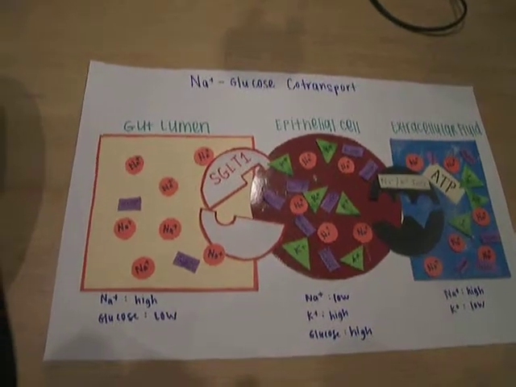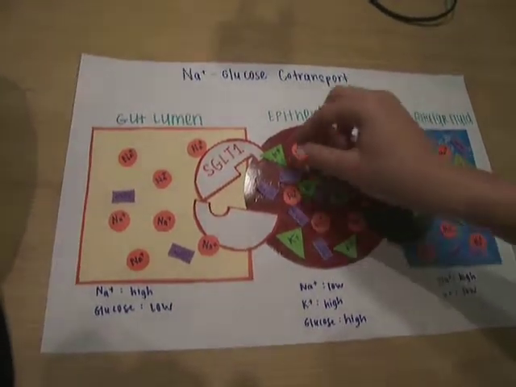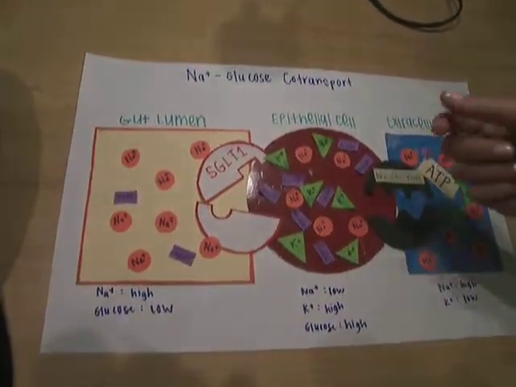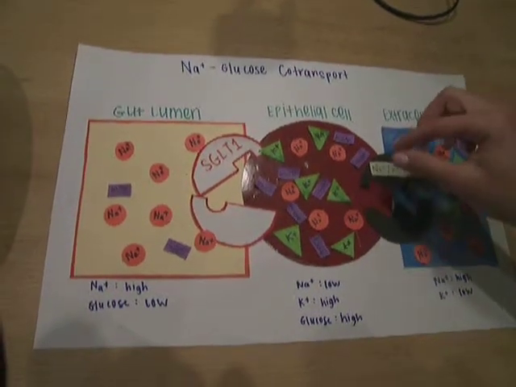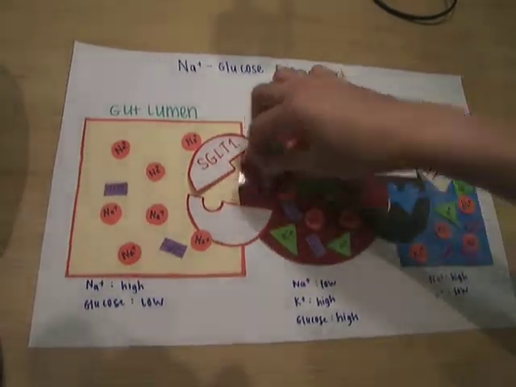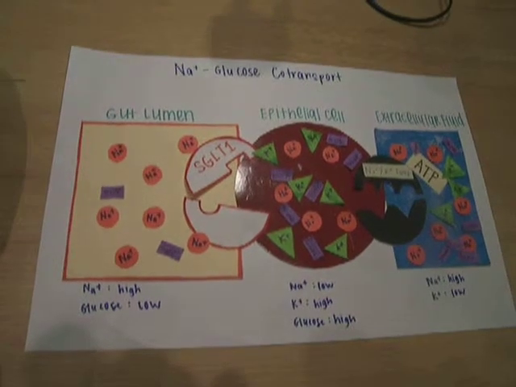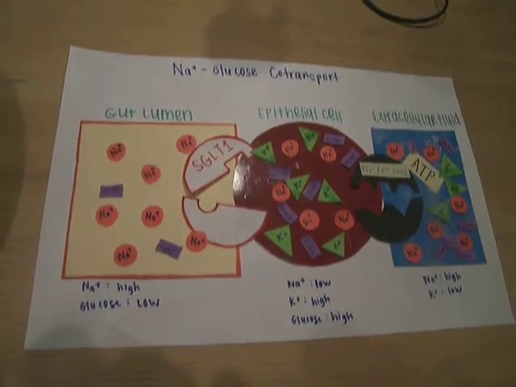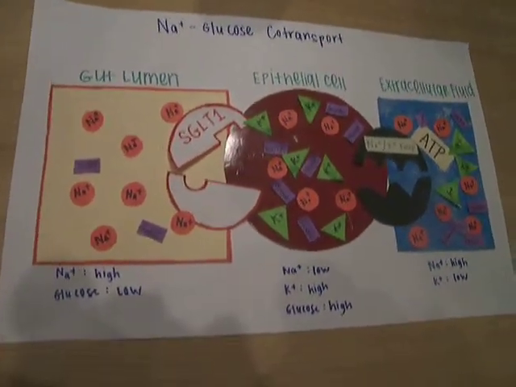Glucose is a hydrophilic molecule, so it uses facilitated diffusion or transport to leave the epithelial cell and go into the extracellular region. Sodium is then actively transported out of the cell using the sodium-potassium pump.